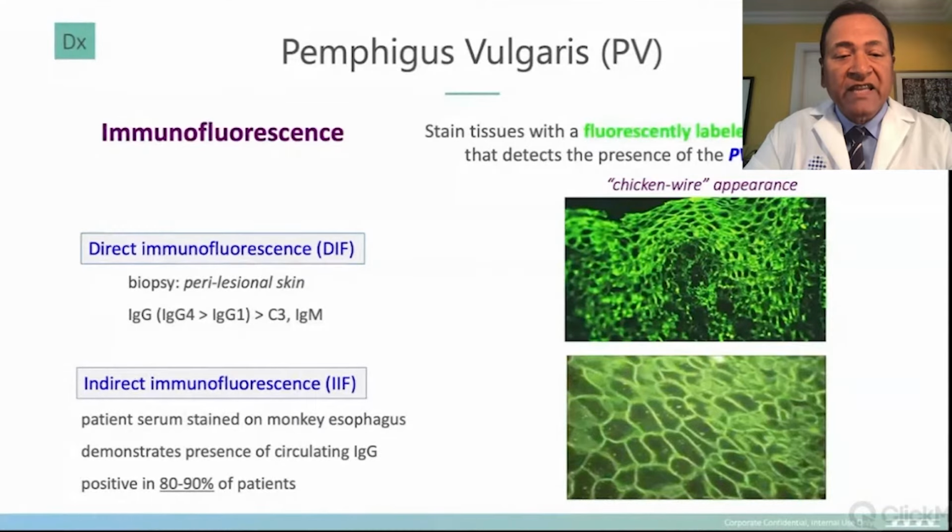Also, there can be diagnostic help from indirect immunofluorescence, and that's where you take patient serum and stain monkey esophagus tissue, and then come with, again, a secondary fluorescently labeled antibody, and again, you can see this chicken wire appearance, and that shows that there are antibodies directed against skin epidermal proteins in the blood of the patient that you're testing. And Dr. Grover, again, will review this more extensively in her talk.